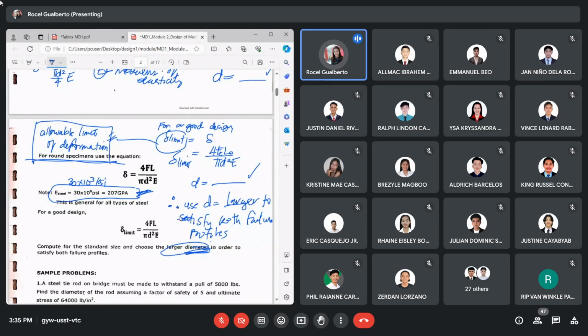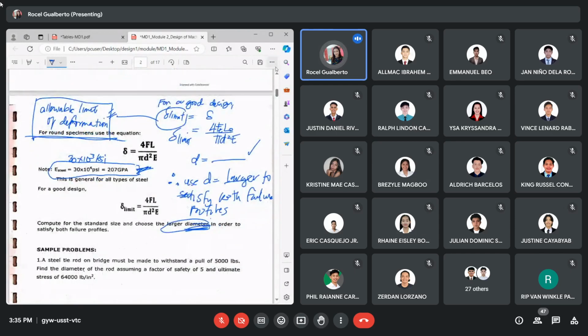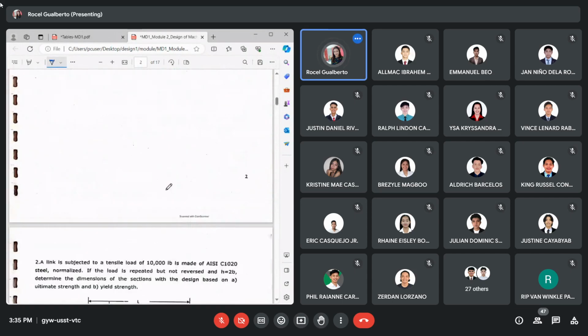May question po sila. Hello? Malinaw po ba? Wala pa naman po, ma'am. Okay, good. So, let us have sample problems po. Unahin po natin sample number 2.